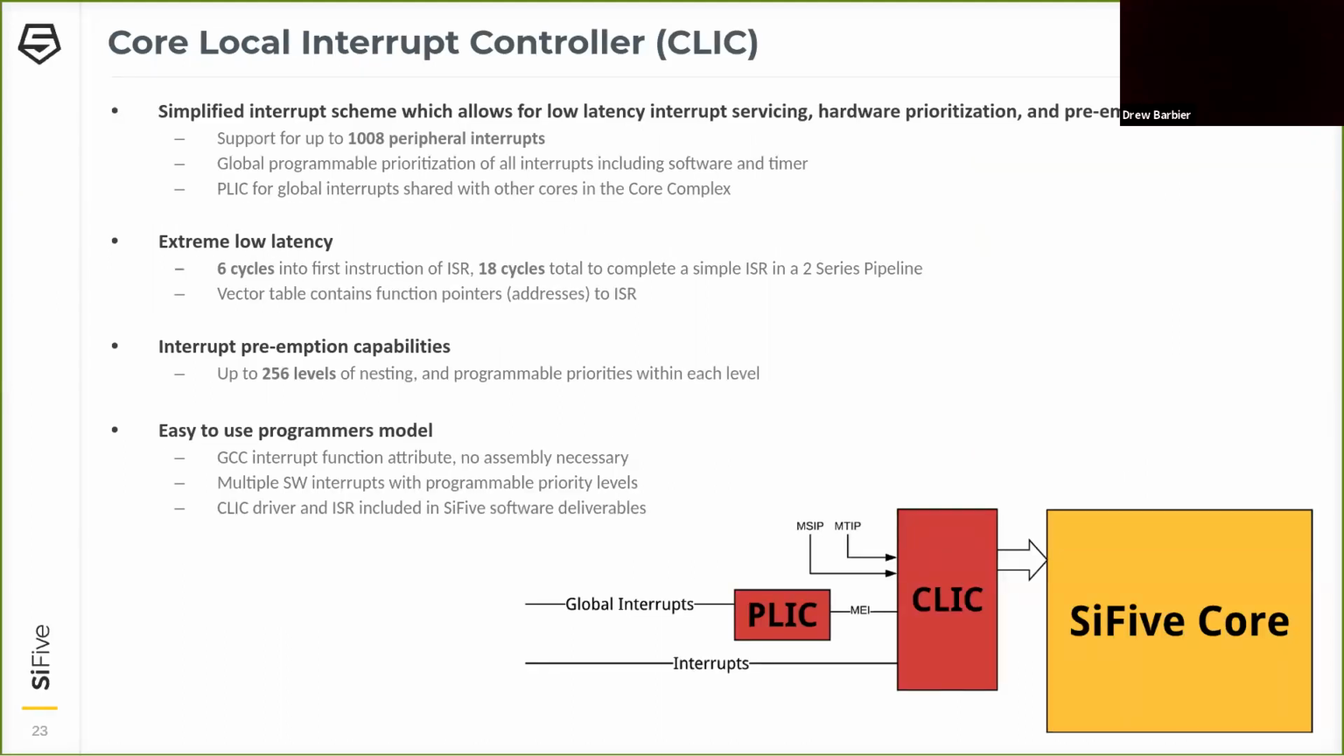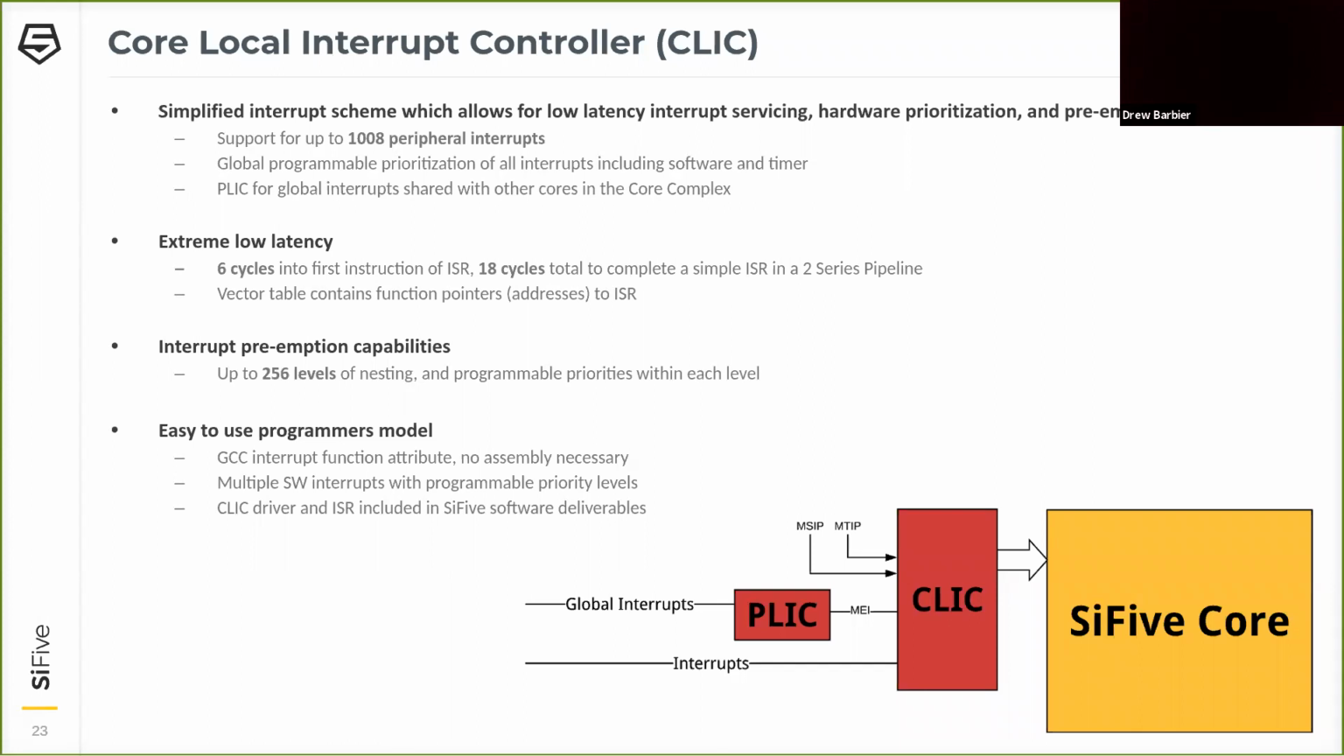Now, if we take a look at the core local interrupt controller, or CLIC, this is really more of a simplified interrupt scheme, which allows for very low latency interrupt servicing, including hardware prioritization and preemption. So I mentioned earlier, it supports up to 1,008 peripheral interrupts. And this is in addition to the architecturally defined timer and software and external interrupts.